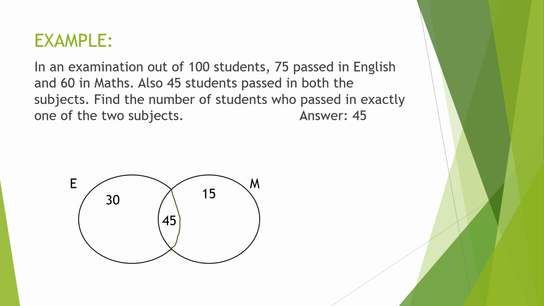75 passed in English. So 75 minus 45 means 30 students are there who just passed in English. Similarly, it is given 60 pass in maths. So 45 pass in both of them. So 60 minus 45, only 15 students. There are 15 students who pass in only maths. So now find the number of students who pass in exactly one of the two subjects. Exactly one of the two subjects means either the person has passed just in English or just in maths. So how many people? 30 plus 15, which is equal to 45.